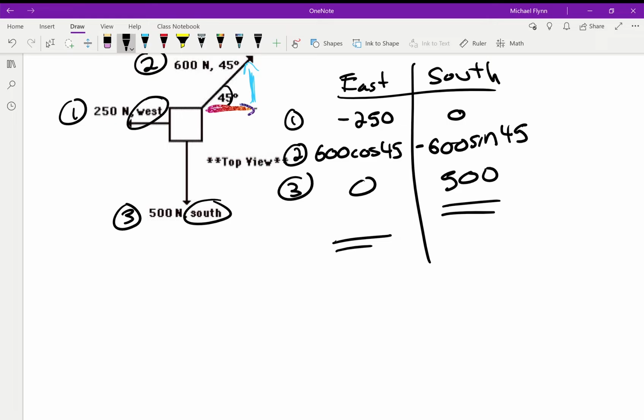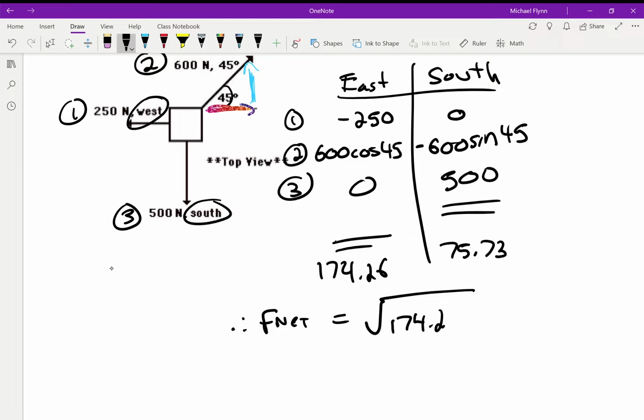250, plus 600 times cos 45. I get 174.26 newtons, but I'll just leave it. Okay, and then 600 times sine 45, negative, plus 500. I get 75.73. Okay. All right, so there's my 2 components. Now all I have to do is put them together. So therefore, my net force will equal the square root of, it's Pythagorean theorem, right? 174.26 squared plus 75.73 squared, like that.